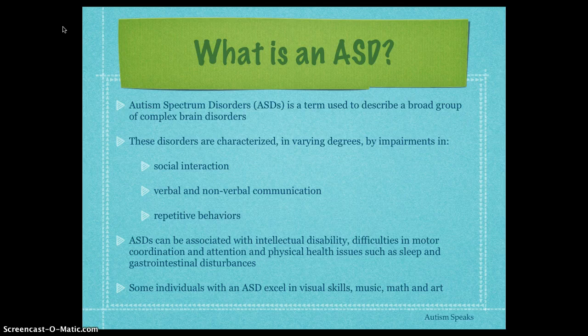Now, a student with autism may have impairments in all 3 areas. They may have impairments in just 2 areas, and then they will have impairments in varying degrees. Some may have slight impairments, while others have more severe impairments in the different areas. Now, ASDs can also be associated with intellectual disability, difficulties in motor coordination and attention, and physical health issues such as sleep and gastrointestinal disturbances. Some individuals with ASD may excel in visual skills, music, math, and art.